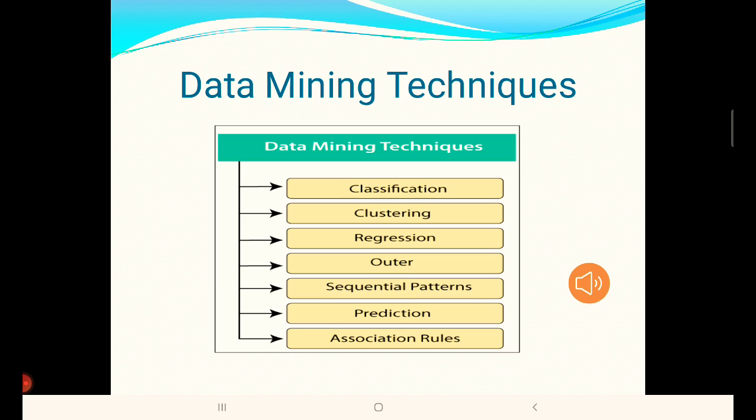Some of the techniques available in data mining are classification, clustering, regression, outlier detection, sequential patterns, prediction, and association rules. The frequently used data mining techniques are classification, clustering, regression, and association rules. We can discuss these techniques one by one in the further slides.